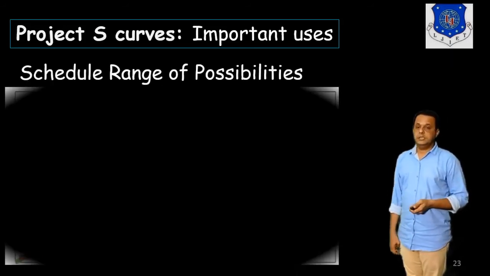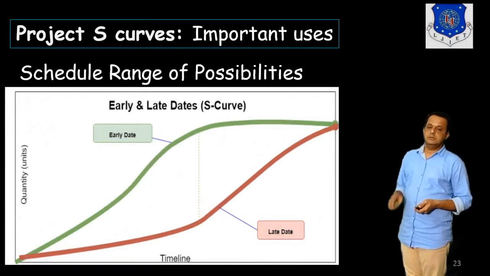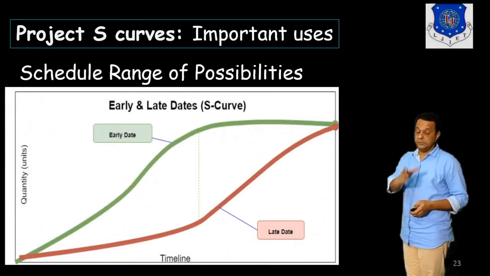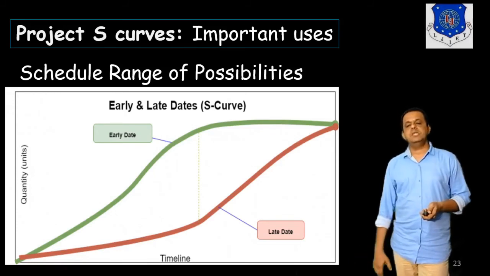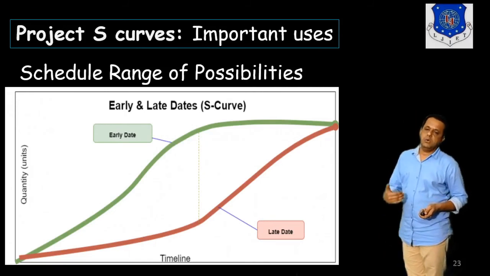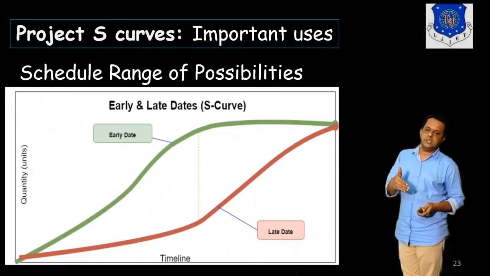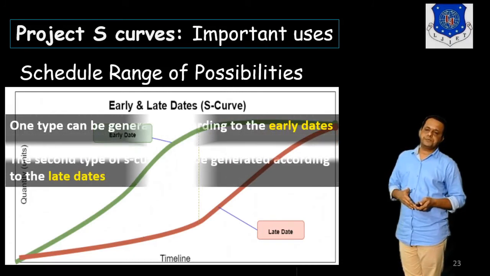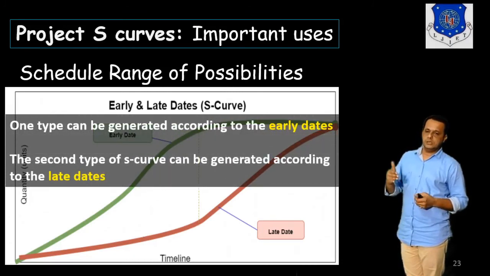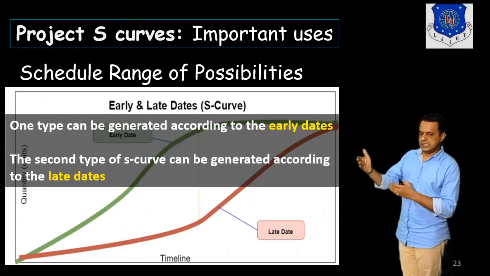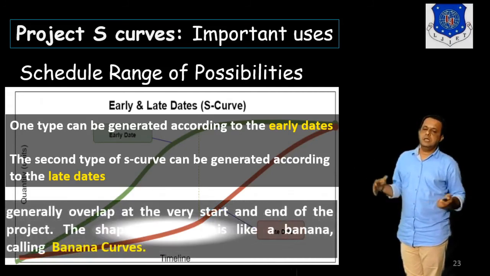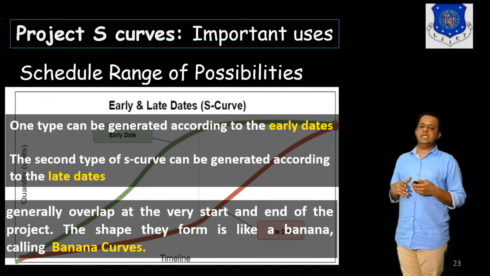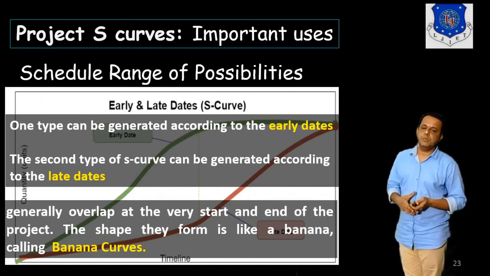Then the scheduled range of possibilities, like early date and late date. It takes the shape of a banana and we identify it as the banana curve. So it is quantity with respect to timeline, how early or late it is finished. The first type is, as I said, early dates, and the other is late dates, and overlapping both gives you the shape known as the banana curve.